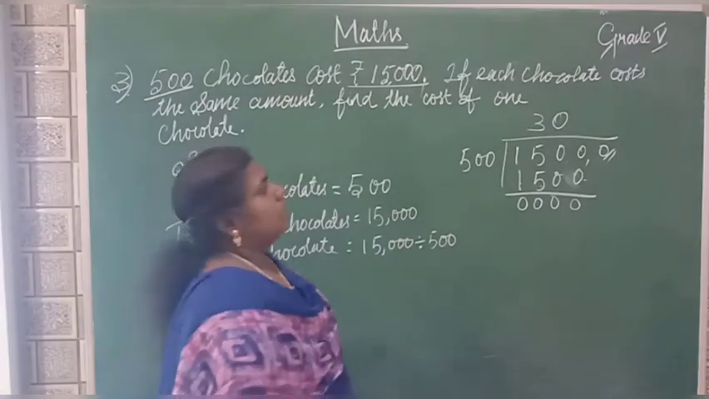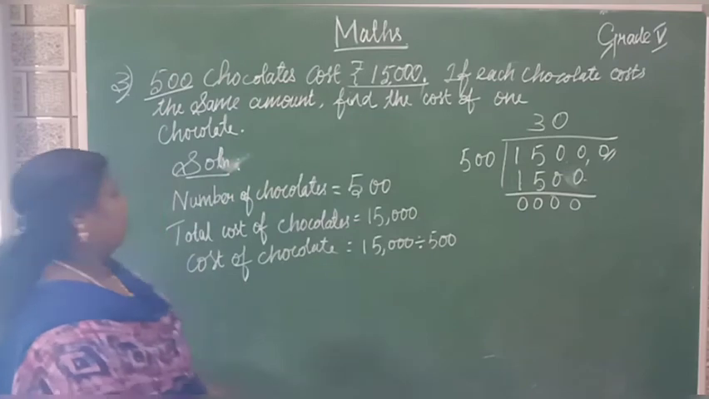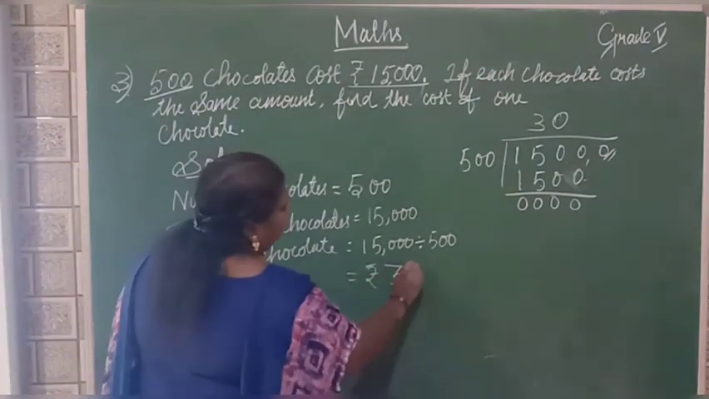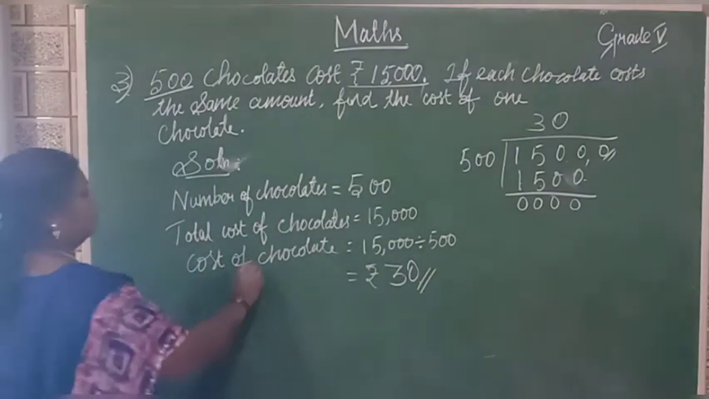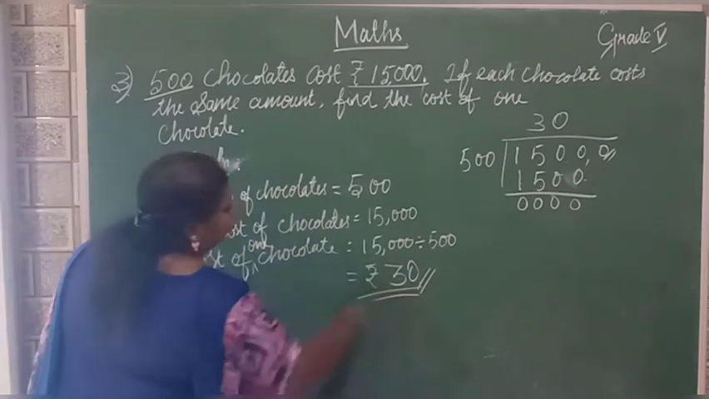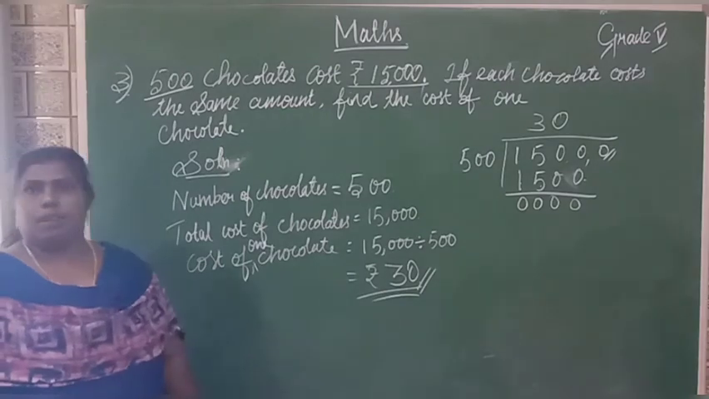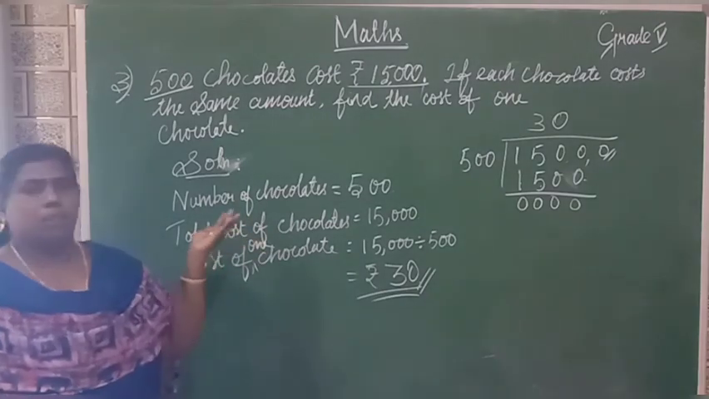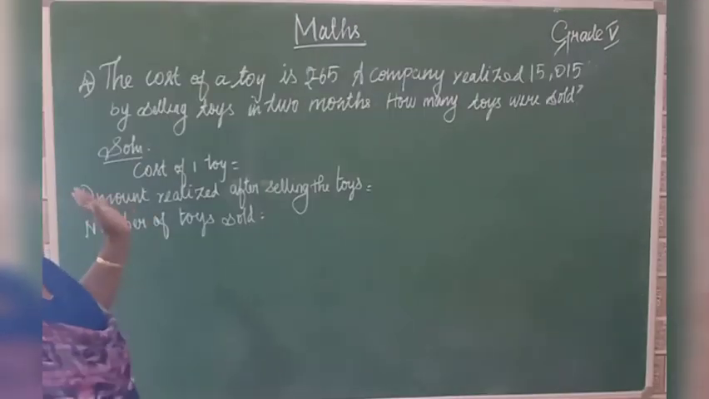So each chocolate costs how many rupees? 30 rupees. So the answer is 30, the cost of one chocolate. So the cost of one chocolate is 30 rupees. Right? Do you understand now how to divide, how to use the story sums on division? See the next example.